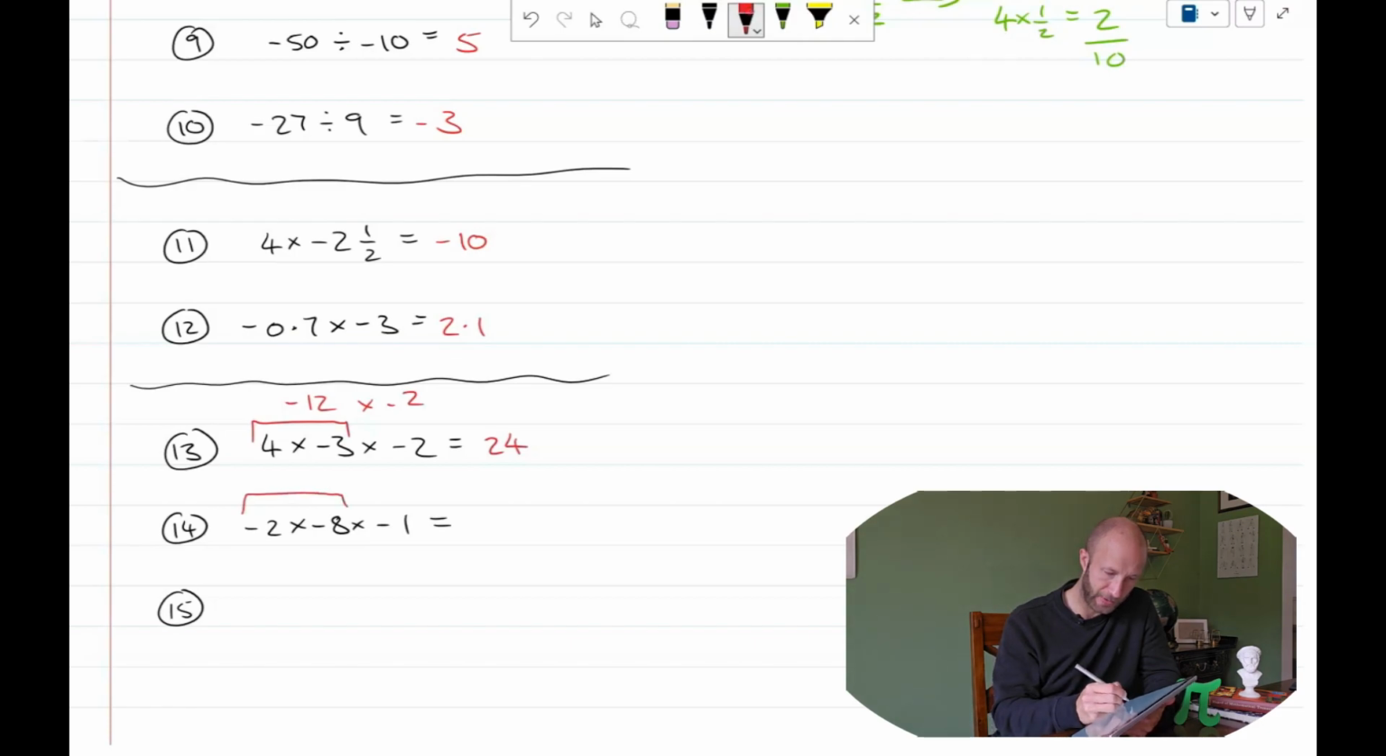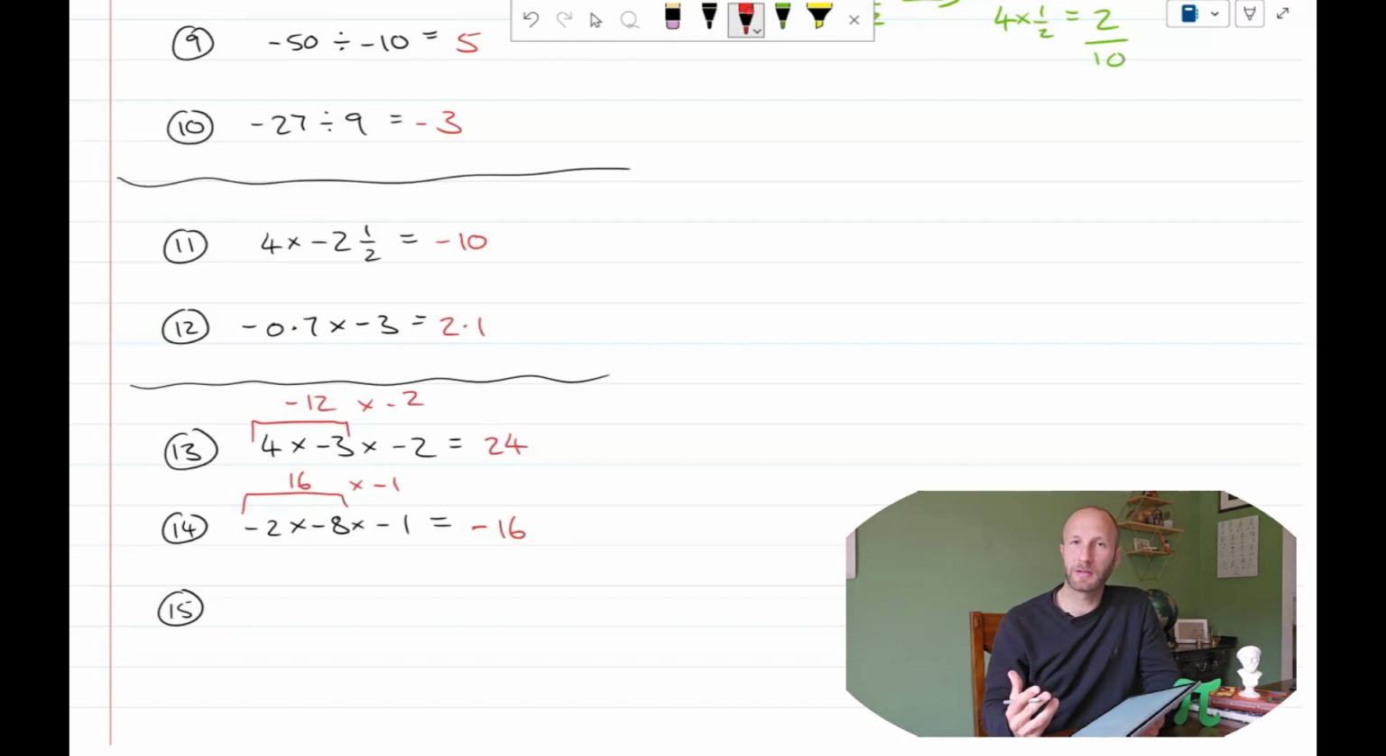Again, break it into bits. Minus 2 times minus 8. Negative times a negative is positive 16. Times by negative 1 is a positive times a negative, so we'll have a negative answer. 16 times 1 is 16, so it's minus 16. So once you get good at multiplying 2 numbers together, this should be a short extension. You do the first calculation first, get an answer, and then times that by the next thing, and always take into account the signs that you're using.